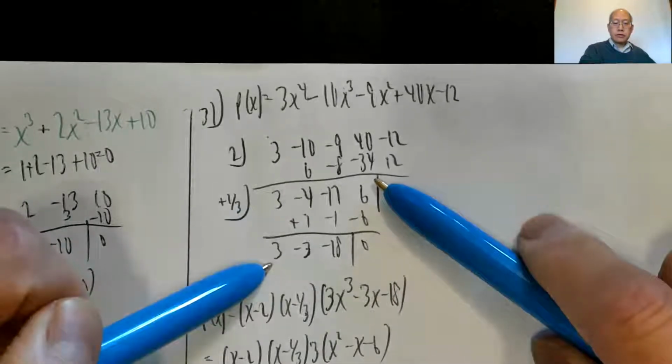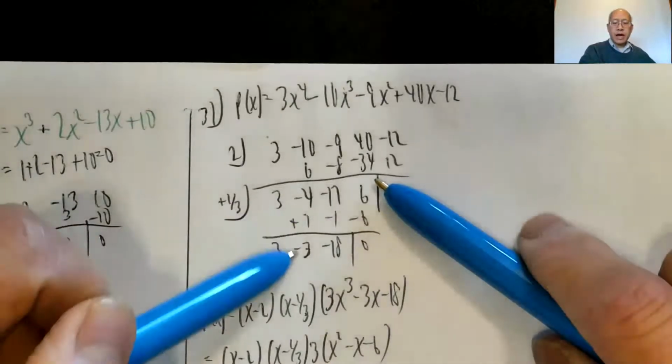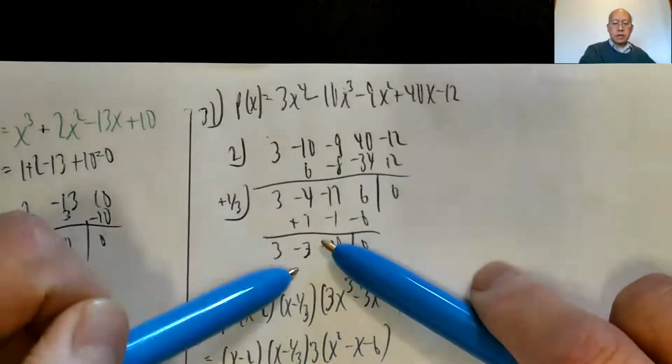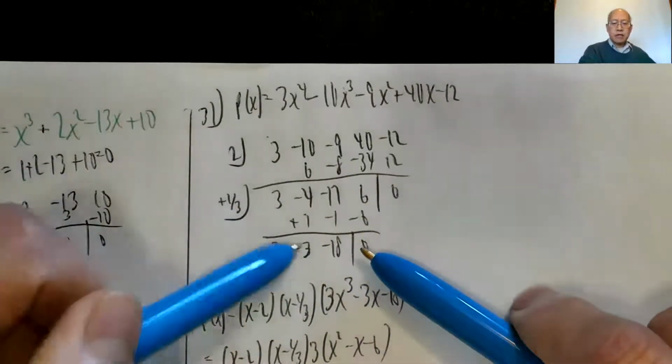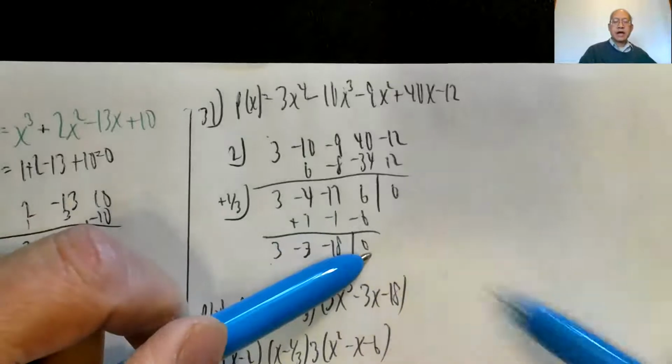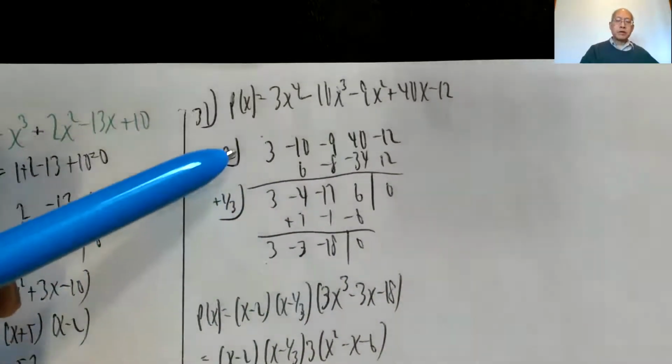Okay, so 3, multiply, 3 times 1/3 is 1, add negative 3. Multiply 1/3 times negative 3 is negative 1, add negative 18. Multiply 1/3 times negative 18, negative 6, add 0. Okay, in case you're wondering, this is not completely arbitrary.